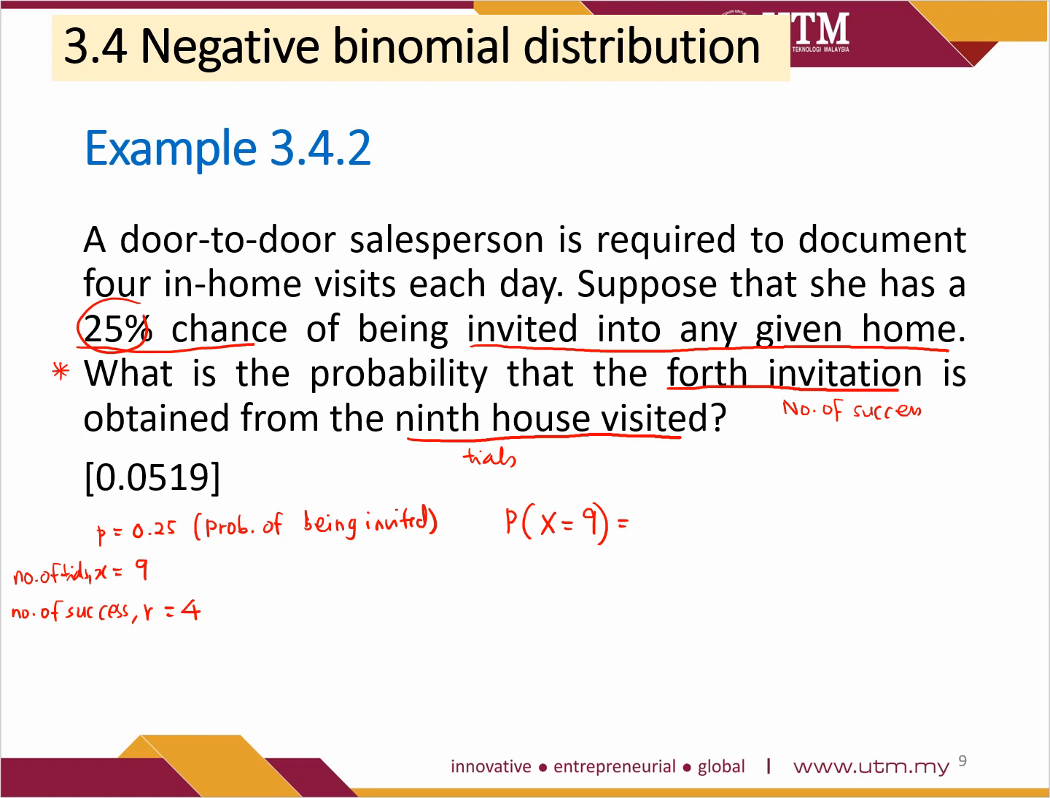So the formula would be X minus 1, C, R minus 1, and then 0.25 to the power of R, 0.75 to the power of 9 minus 4. So the answer would be 0.0519. Okay, so another clue is that the number of trials should always be greater than or equal to R. So it must always be greater than or equal to R.